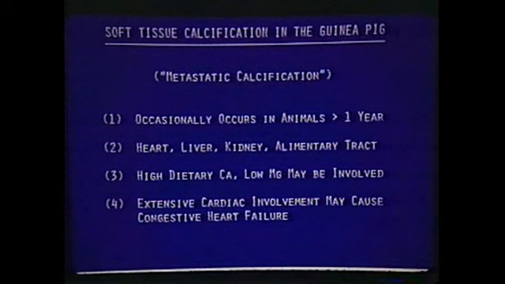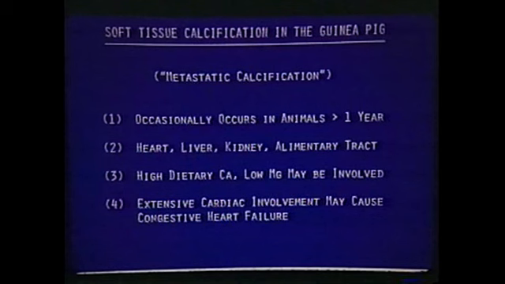So this has been referred to as soft tissue calcification, or so-called metastatic calcification, or whether it's truly dystrophic or metastatic, I think is still up for argument. It occasionally occurs in animals over a year of age, and there are a variety of tissues that may be affected, as is illustrated here.